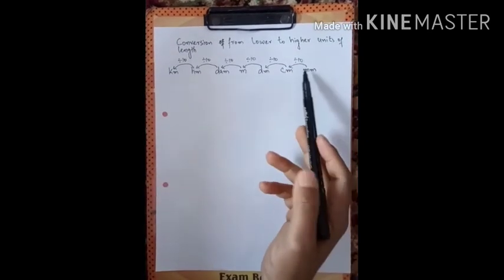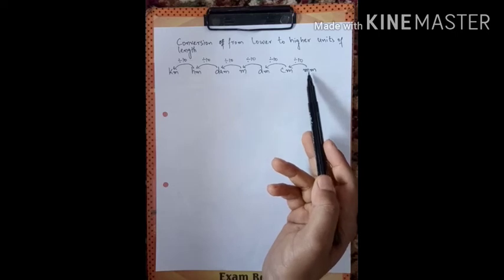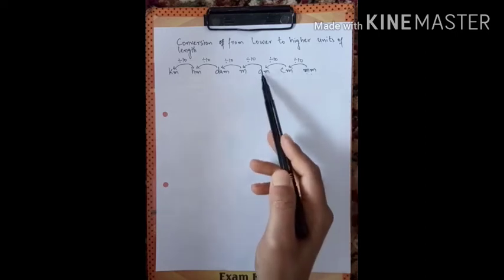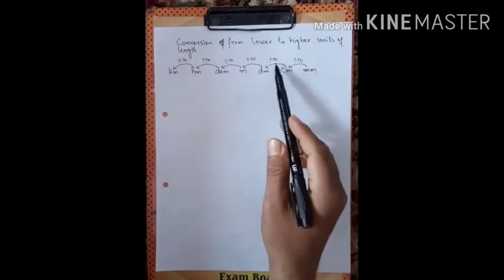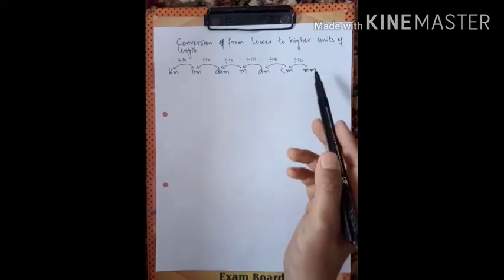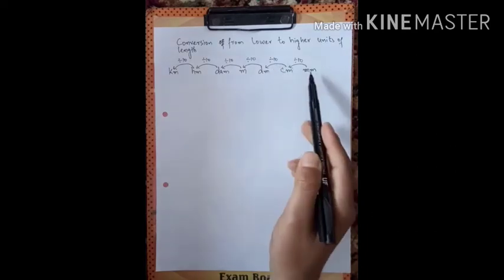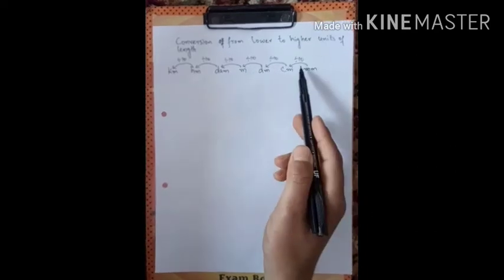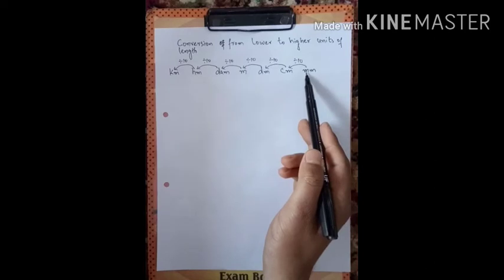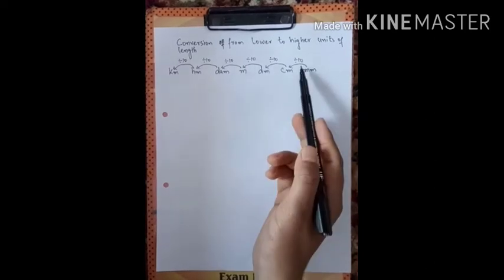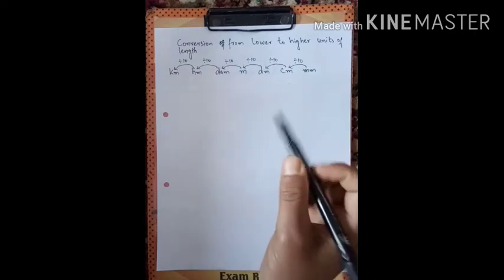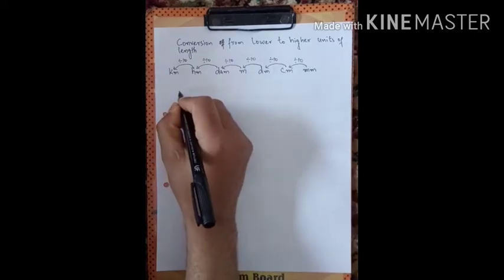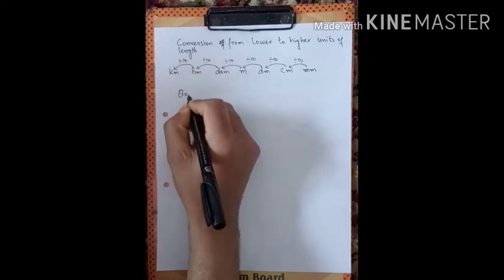Now for two steps, for example, if we have to convert millimeter into decimeter, we have to use 10 into 10, which is equal to 100. We take 100. If we have to convert three steps, that is 1, 2, 3, if we convert millimeter into meter, we take 1000.